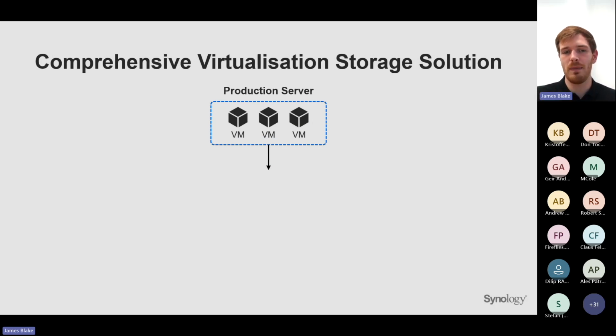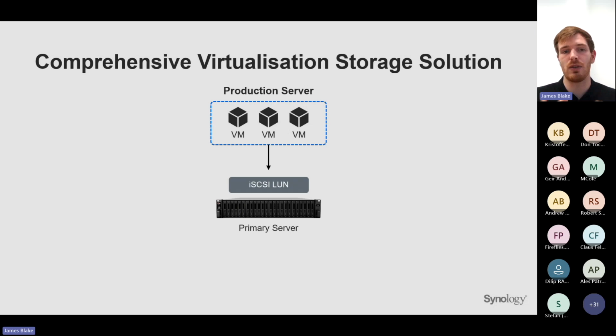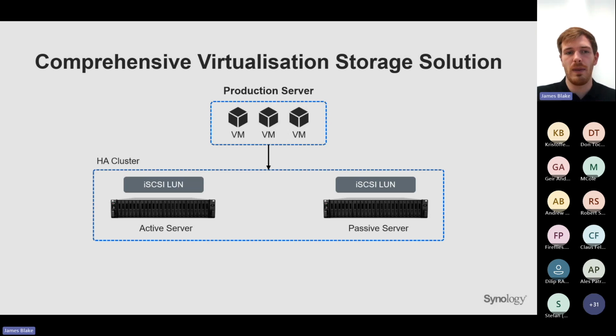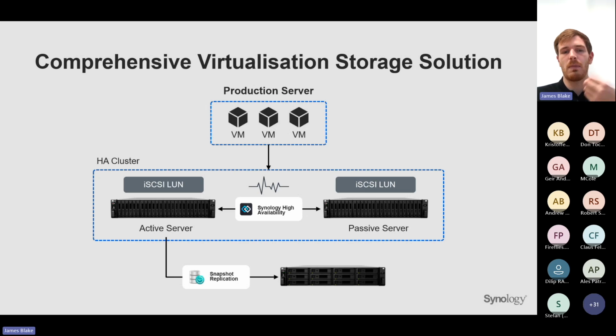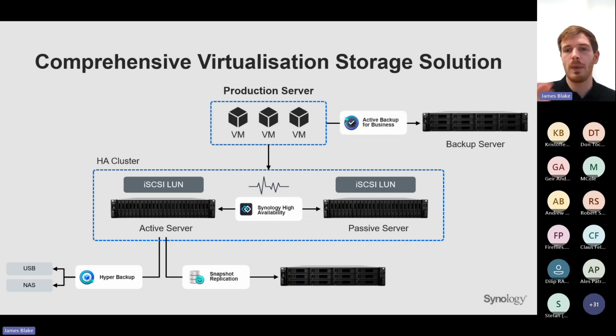We have our production server, and we can utilize our NAS as our storage server for these VMs. But actually, we can take this one step further, and we can use an HA cluster using Synology High Availability. And then we can protect each of these workloads with Snapshot Replication to a NAS that's running on site. We can use Hyper Backup to back up to an off-site NAS or to a USB device to have that true offline backup. And then we can utilize Active Backup for Business as well to protect the individual workloads themselves, meaning that, yes, we're actually able to have a full 3-2-1 protection, all with Synology.